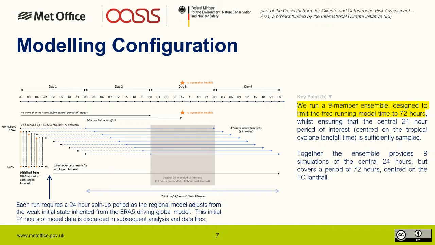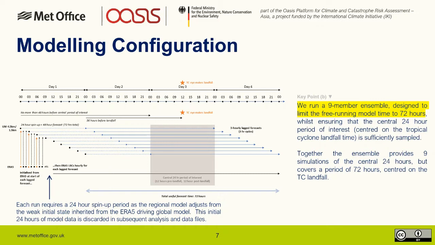Looking then at our regional modelling configuration, we run a 9-member ensemble designed to limit the free-running model time to 72 hours. This limits the computation time required to run the simulations, whilst ensuring that the central 24 hours of interest, that is 12 hours before and 12 hours after the cyclone makes landfall, is sampled by each ensemble member.